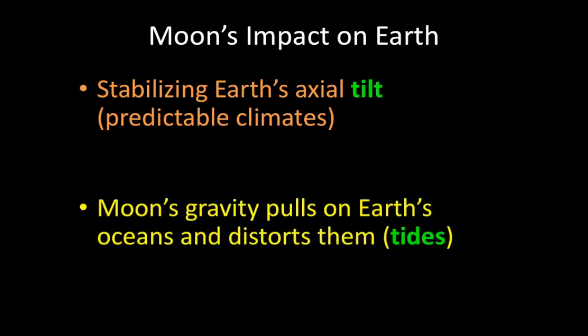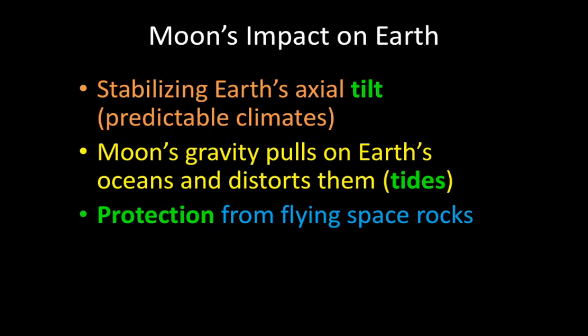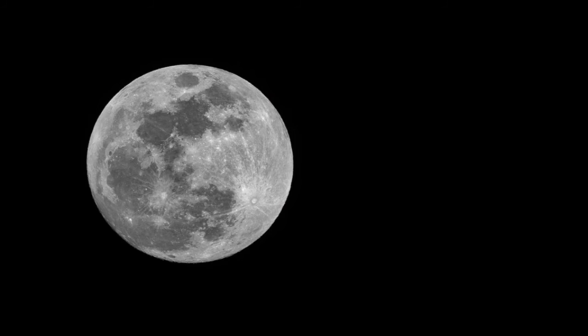Another impact that the moon has on Earth is that its gravitational pull pulls on Earth's water, creating high tide and low tide. And this helps clean up sandcastles throughout the course of the day. Thirdly, the moon protects Earth from flying rocks, not intentionally, but fortuitously. And then lastly, by reflecting the sun's light, it provides a little bit of moonlight for those nocturnal animals, helping us preserve the food chain.